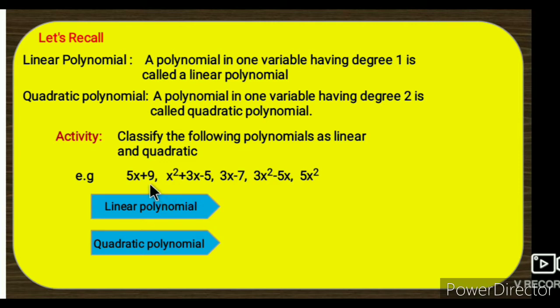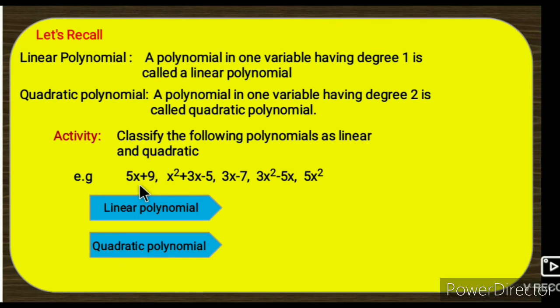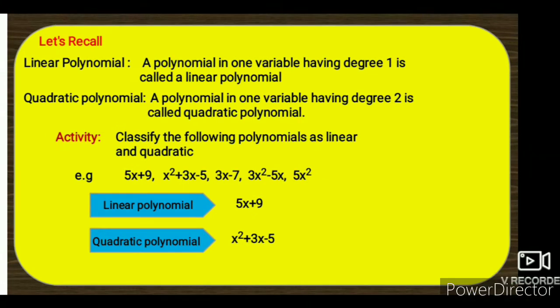The first example is 5x plus 9. This polynomial contains one variable and has degree 1, therefore it is a linear polynomial. The second example is x square plus 3x minus 5. This polynomial contains one variable and has degree 2, therefore it is a quadratic polynomial. The third example is 3x minus 7. This contains one variable, x, and the degree is 1, therefore it is a linear polynomial.